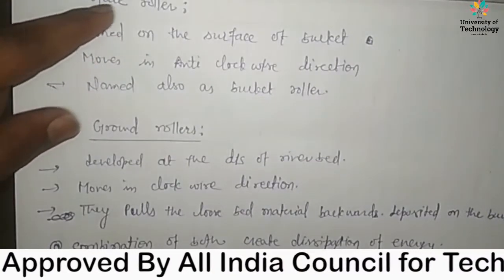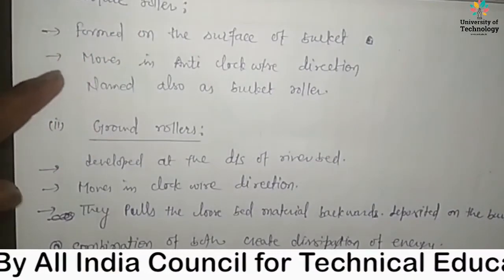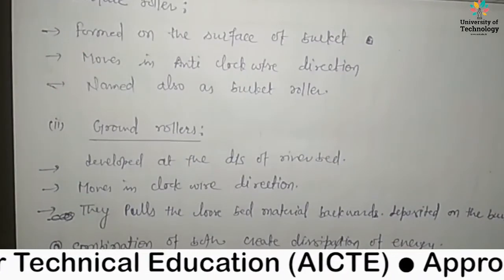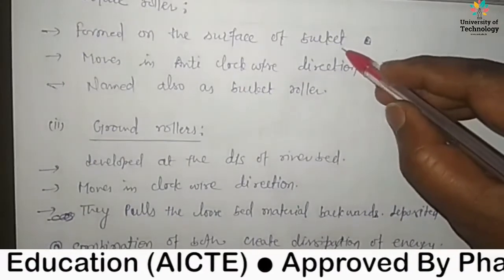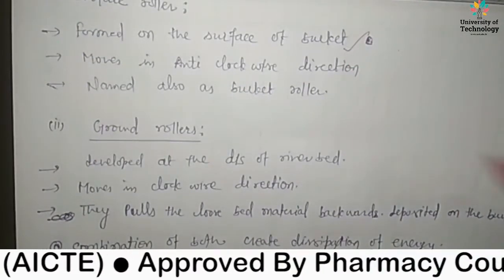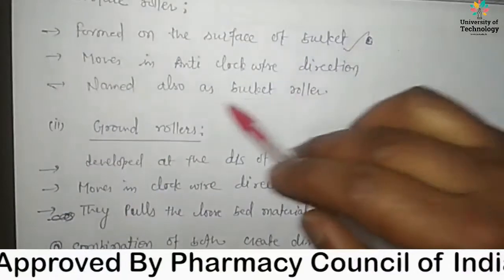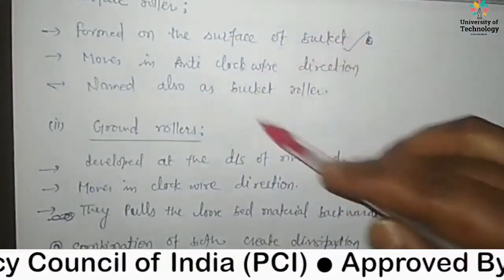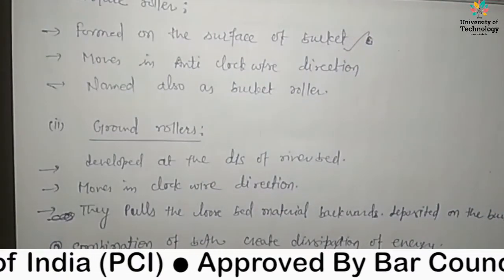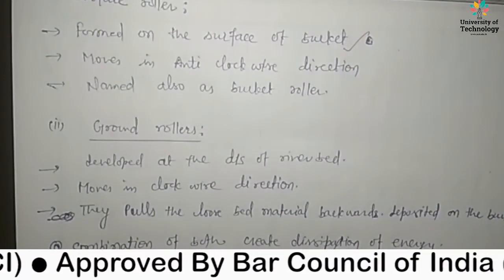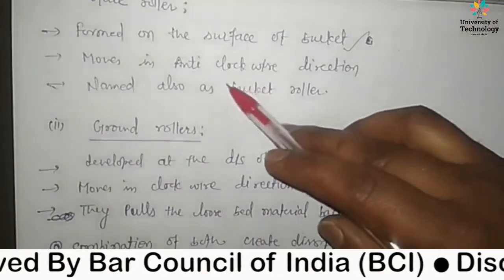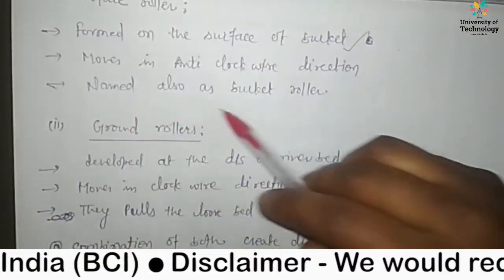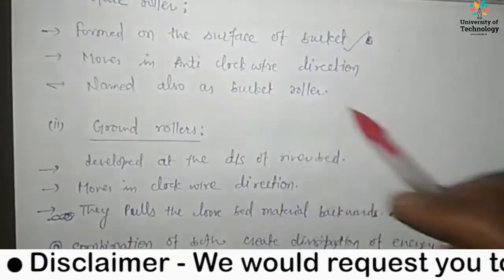First, the important points about the surface roller. It is formed on the surface of the bucket. Second point is it moves in anti-clockwise direction. The water present in this bucket will move in anti-clockwise direction, and it is also named the bucket roller.